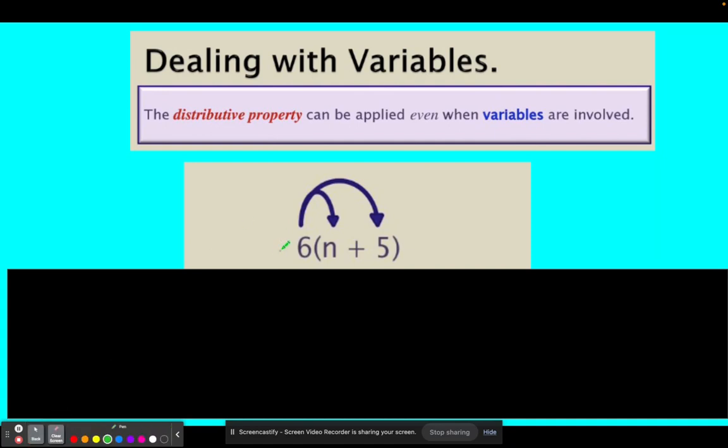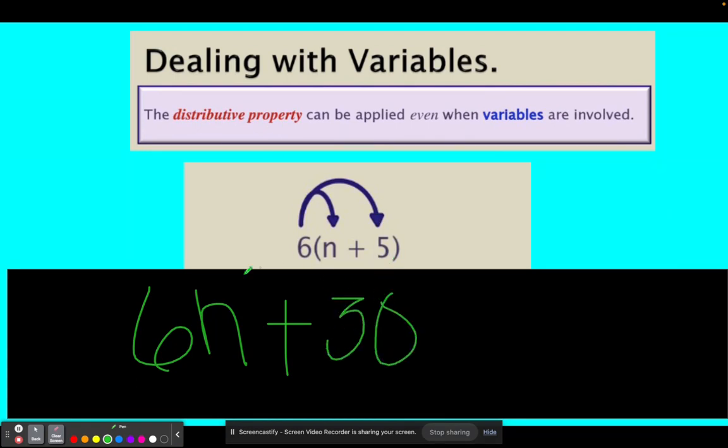Distribution works even when there's a variable, especially when there's a variable, you guys. So when we're looking at this one, 6 times n. Remember, we don't know what n is, so we're just basically rewriting it. 6 times n is rewritten as 6n. Shove them together, right? Operation symbol comes down. Don't even think about it. 6 times 5, 30. Can we combine these? Are these like terms? 6n plus 30. No, we cannot. This has a variable. This is a constant. So we are done, right?